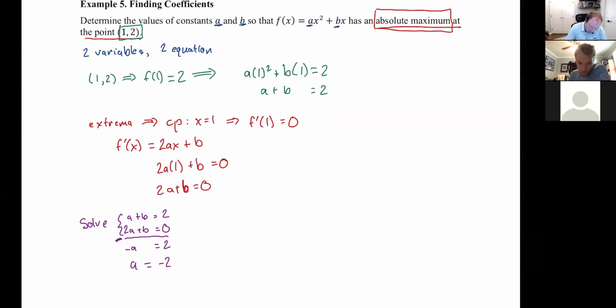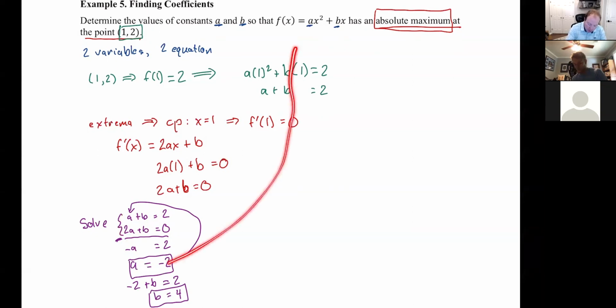And then to find b, you'll just take this negative 2 and plug it back in. So we would then have minus 2 plus b is equal to 2. In other words, b is equal to 4. So we have found the constants that satisfy the given conditions. And honestly, you could even check this by plugging a and b back in and graphing it, and you'll see that this does have its vertex at the point (1, 2), and it is going to be concave down because you can see the negative quadratic term.